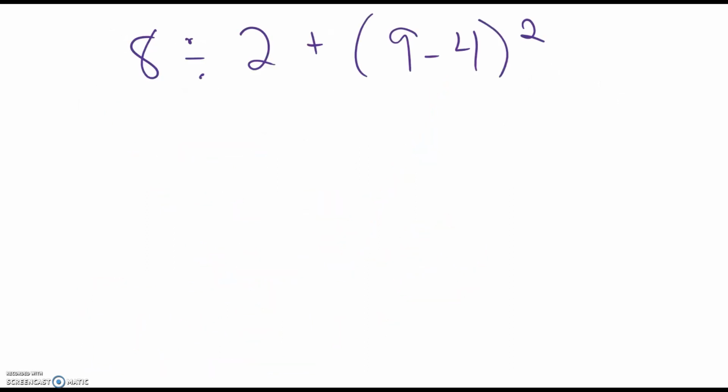So I pulled this one right out of the homework. This is an order of operations problem from MyOpenMath. So I'm going to work through it in my PEMDAS order. So that means parentheses and exponents first. So I have parentheses. I deal with them first. 9 minus 4 is 5. I copy everything else down.